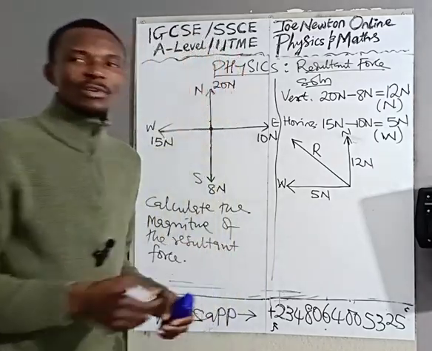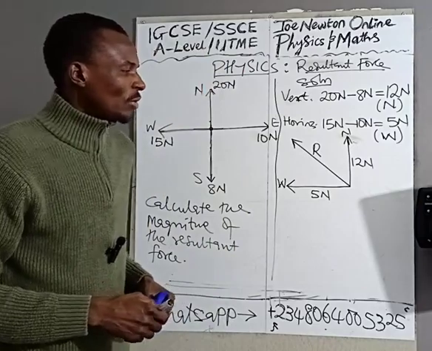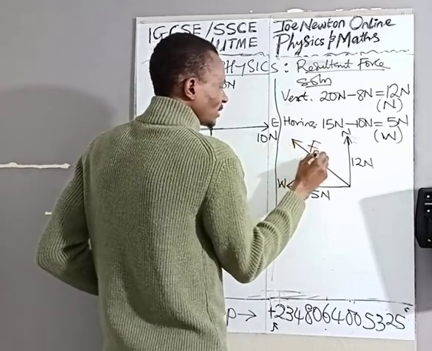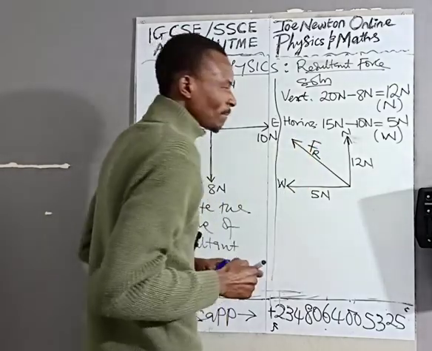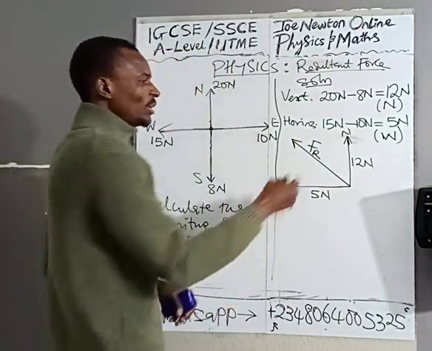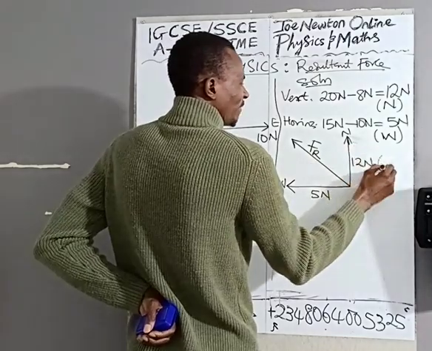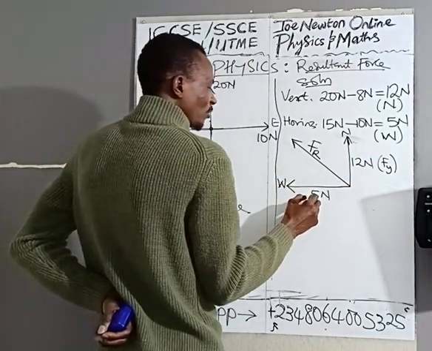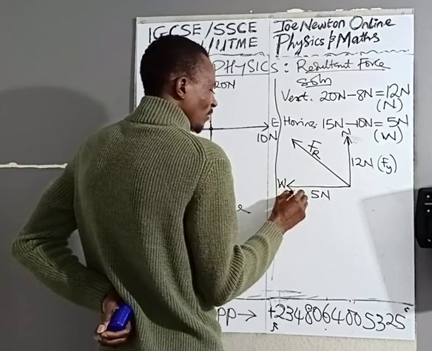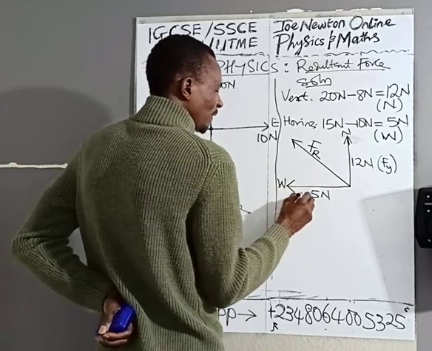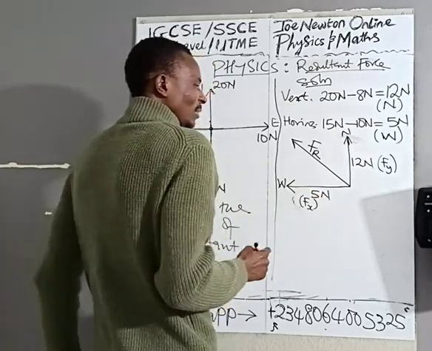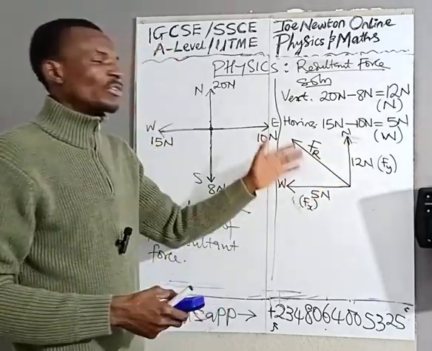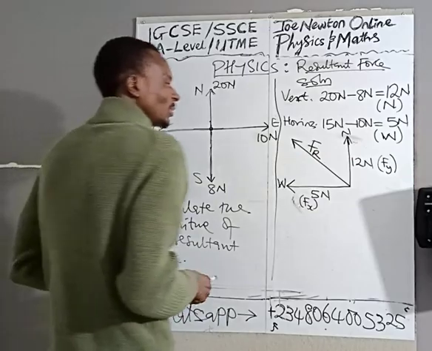We can call it F resultant, the resultant force. So for us to find the resultant force, let me label it F resultant. Here is F resultant. Good. So this is the force in the vertical direction, Fy. This is the force in the horizontal direction, Fx. In the horizontal direction, and this is in the vertical direction. Then this is the resultant. So to find the resultant, we now have that.